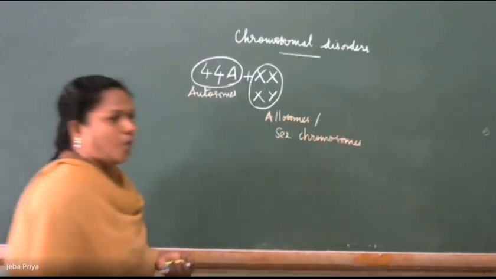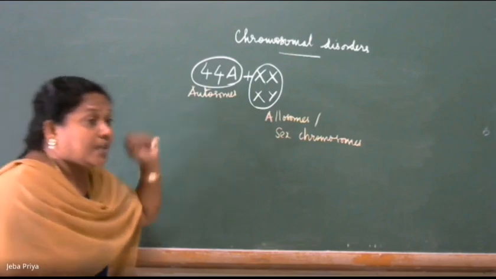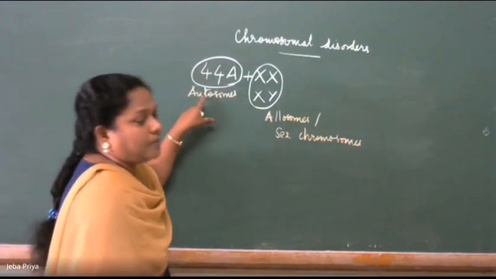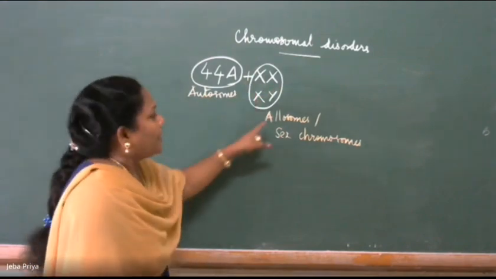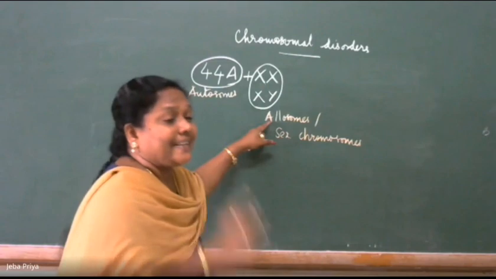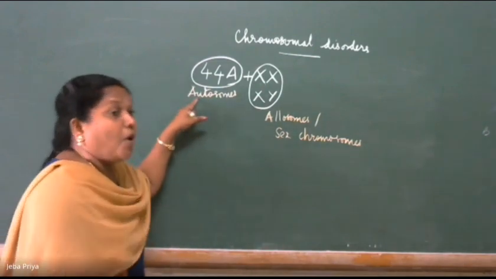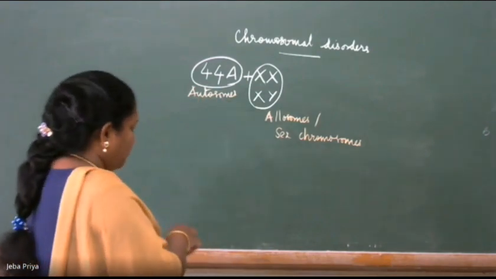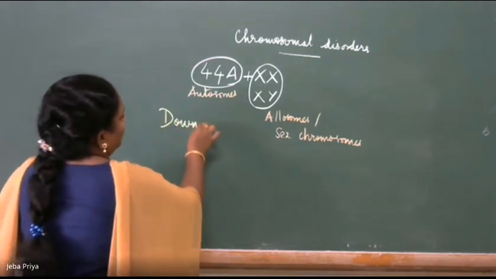Okay. Now, I have told you about aneuploidy: due to non-disjunction of chromosomes, there may be a change in the autosomes alone, or there may be a change in the allosomes also. Allosomes represent the sex character, whether male or female. Autosomes represent your body characters. Clear? Okay. So now, the first example given in your textbook is Down syndrome.